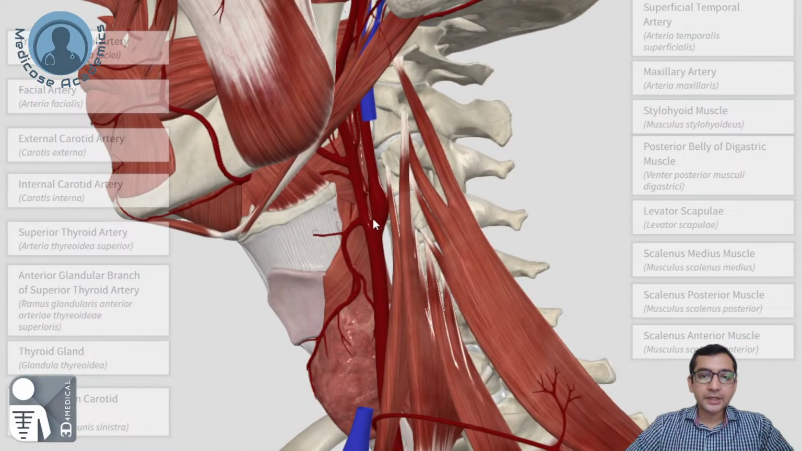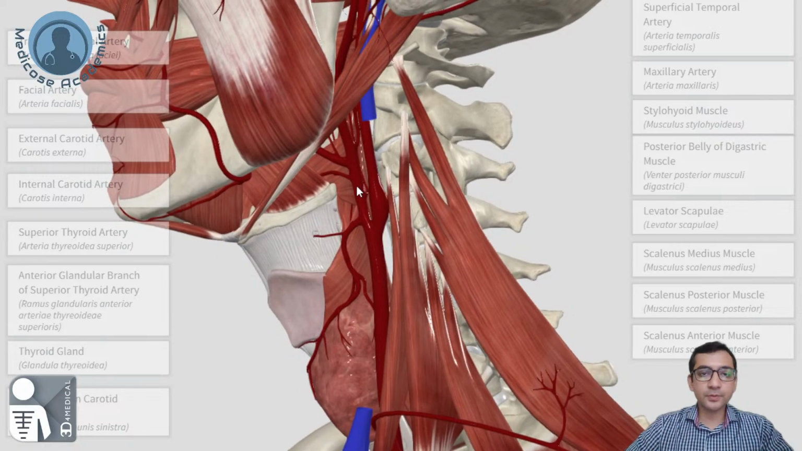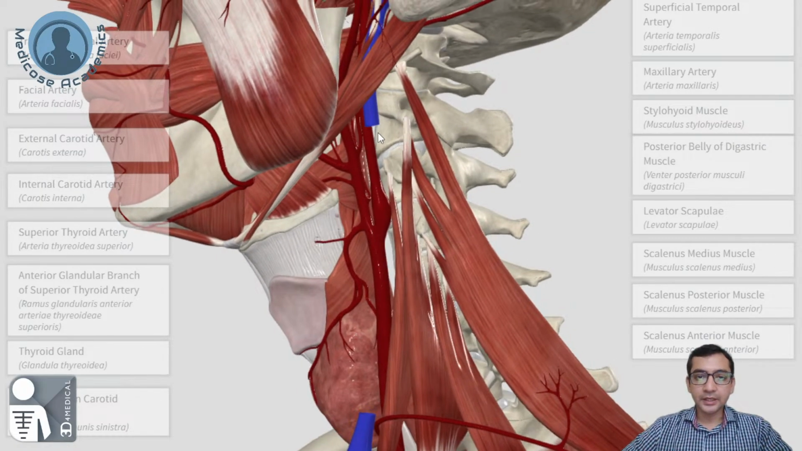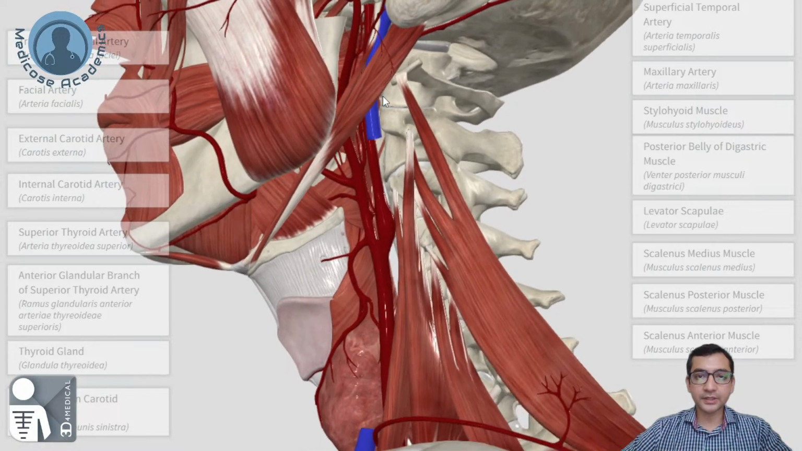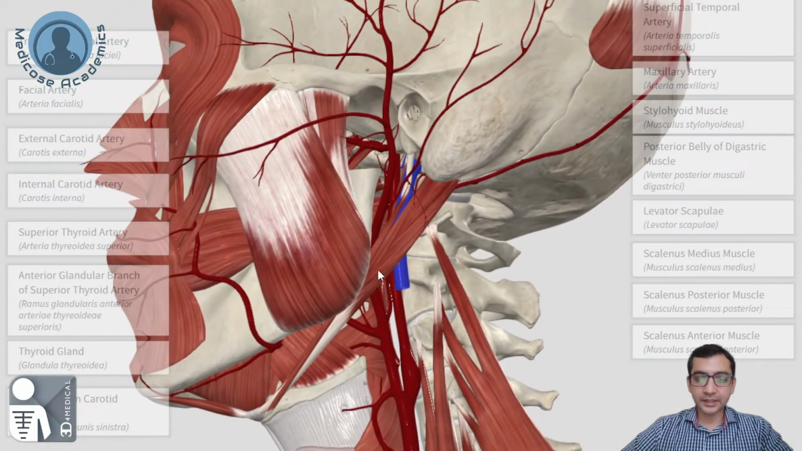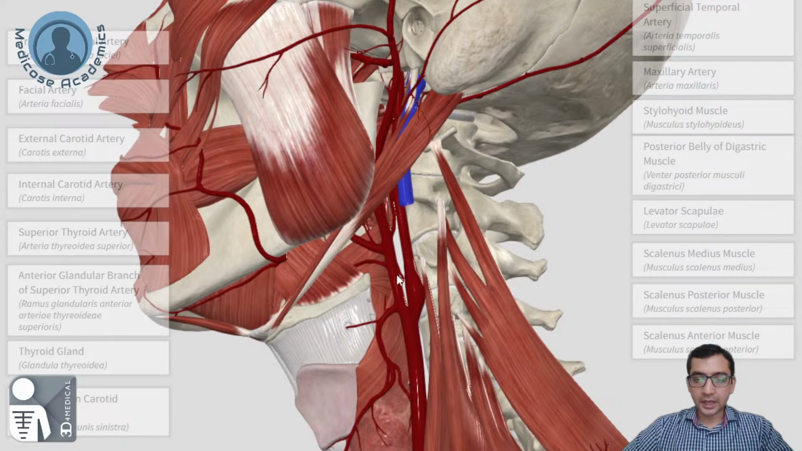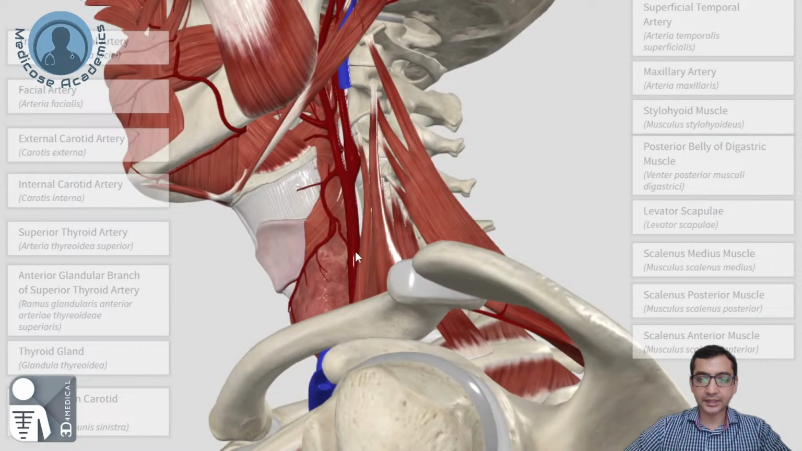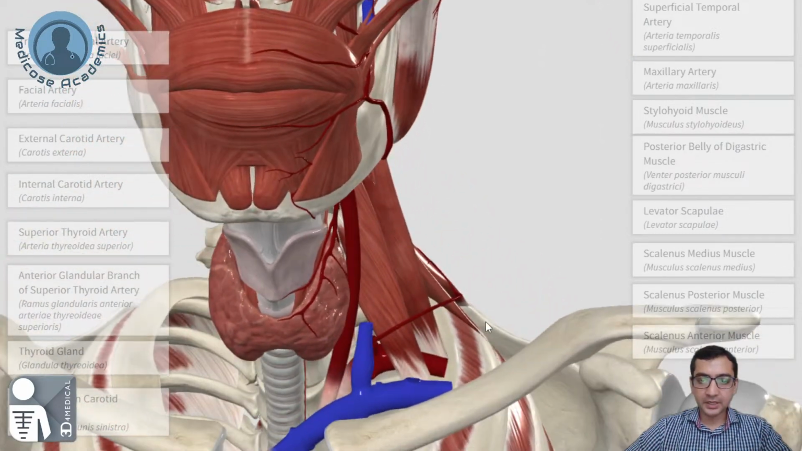As we move up, it will break up into two parts. The one that supplies most of the branches to the neck and the head regions is the external carotid artery, and the one that goes all the way to the skull is the internal carotid artery. These are the major arteries of the neck, the ones that you are able to palpate, the pulse that you feel here, that is the internal and common carotid arteries.